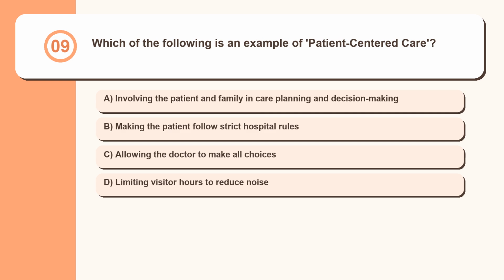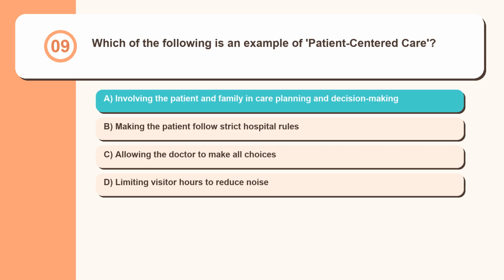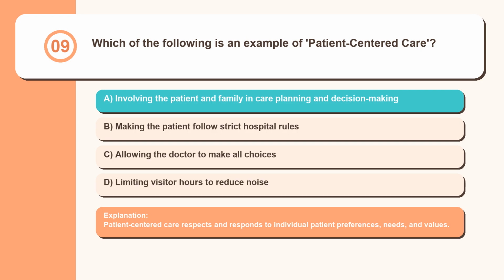Question 9. Which of the following is an example of patient-centered care? Involving the patient and family in care planning and decision-making, making the patient follow strict hospital rules, allowing the doctor to make all choices, limiting visitor hours to reduce noise. Patient-centered care respects and responds to individual patient preferences, needs, and values.